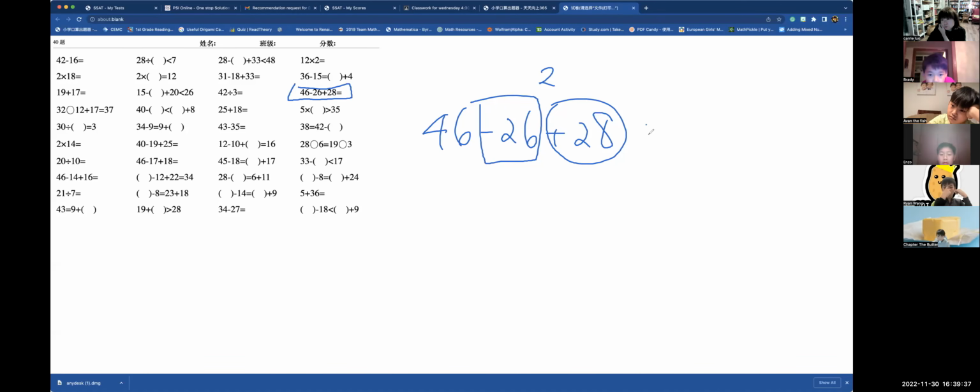equals 48. Understand? Okay, so now I'm going to call Ethan.